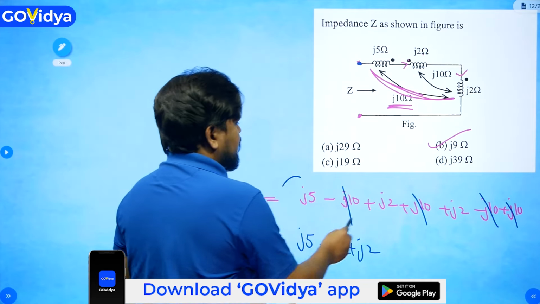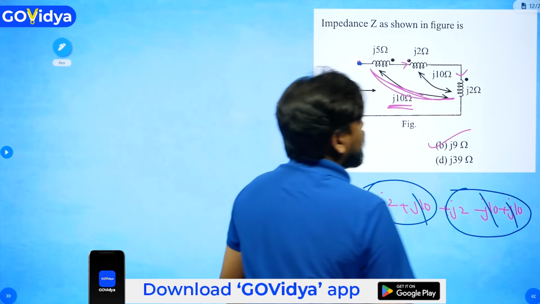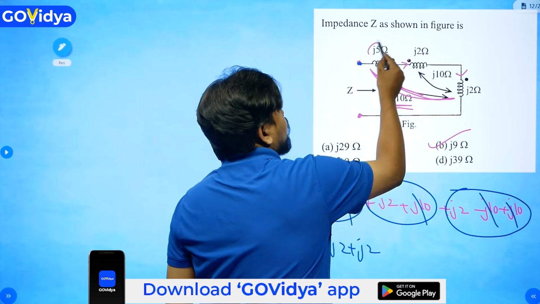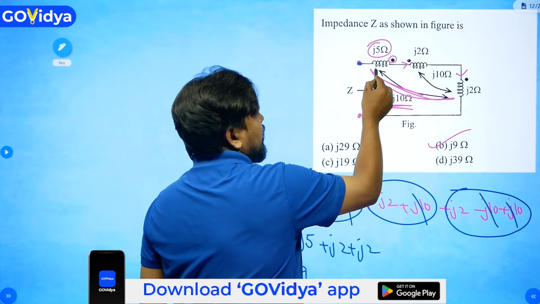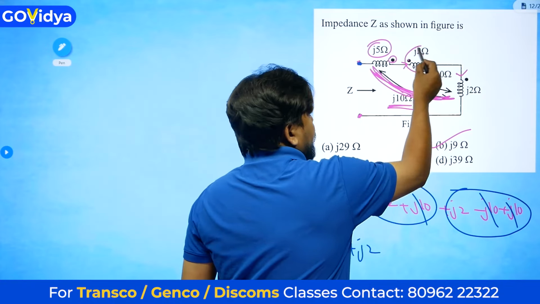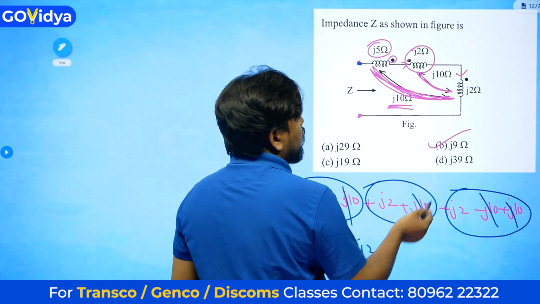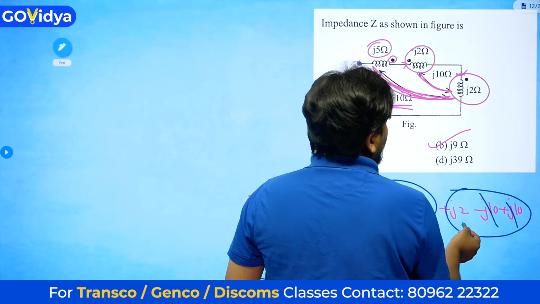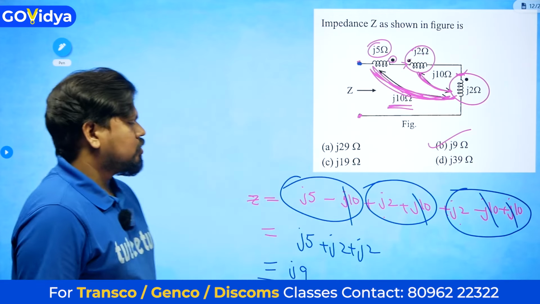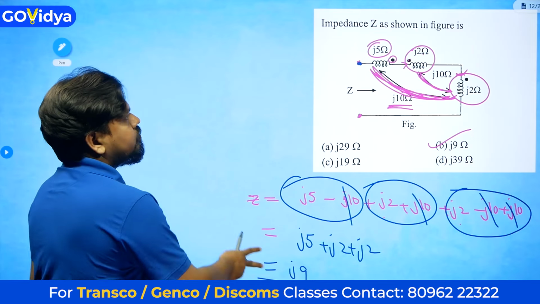This is for the first element, this is for the second element, this is for the third element. How you have to confirm? See, self-inductance one, and how many dots are there, how many connections are there, that many mutual. Here, self one plus mutual, only one connection, so 2. This element self 1 plus mutual 2 connections, so total 3. So you will not miss anything. So J9 will be the answer for this question.